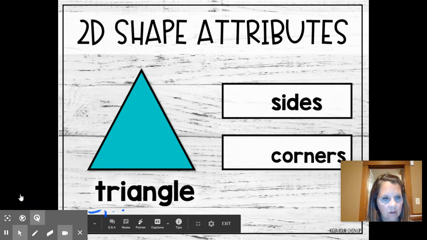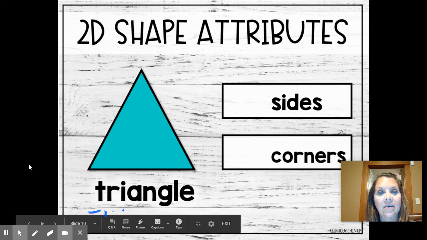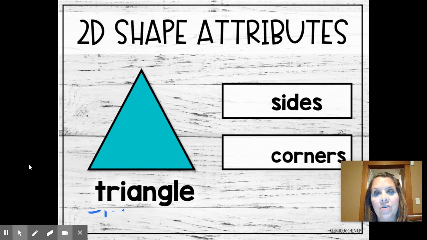Let's move on. And a triangle. How many sides and corners does a triangle have? This time, would everybody please show me on your fingers?